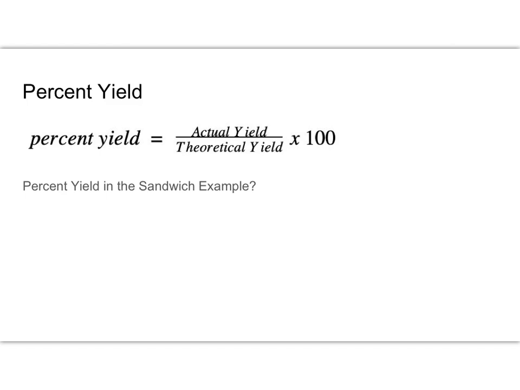I can plug in my actual yield, which would be 3 sandwiches. I am actually able to eat 3 sandwiches because my dog ate 1. My theoretical yield is how much in theory I should have been able to make, which would have been 4 sandwiches.